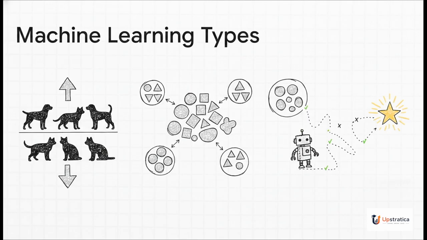The second is unsupervised learning. Here, the algorithm is just handed messy, completely unlabeled data and asked to find hidden structures all on its own. A great business example is an e-commerce site clustering customers who happen to have similar buying habits, even if you didn't explicitly group them beforehand. Finally, there's reinforcement learning. This one is pure trial and error. The algorithm literally earns a mathematical reward for making good decisions. Think of an AI learning to walk in a physics simulator.